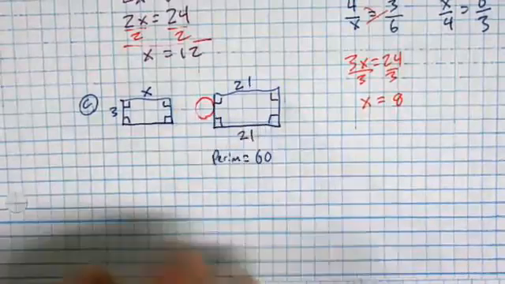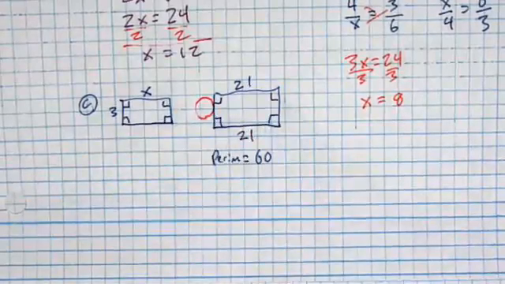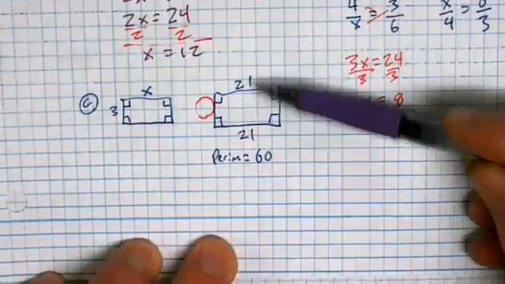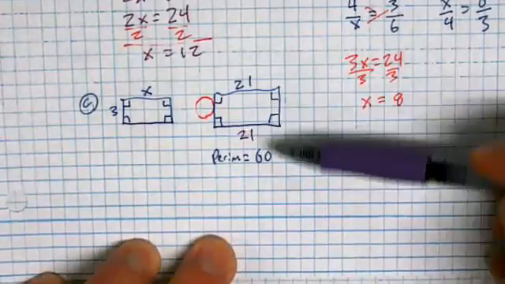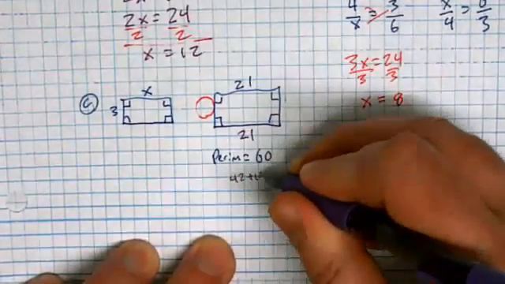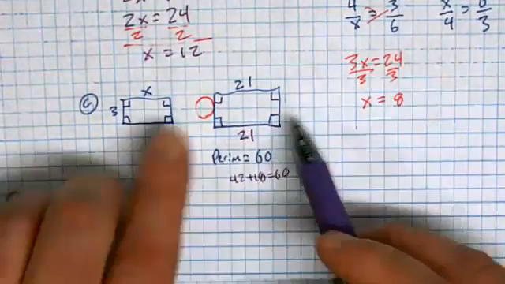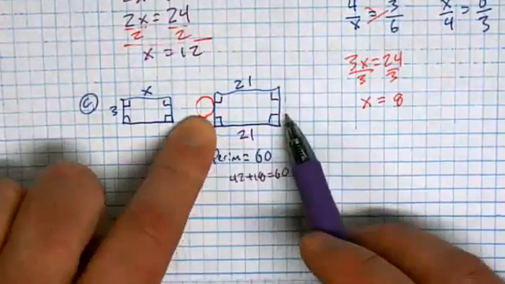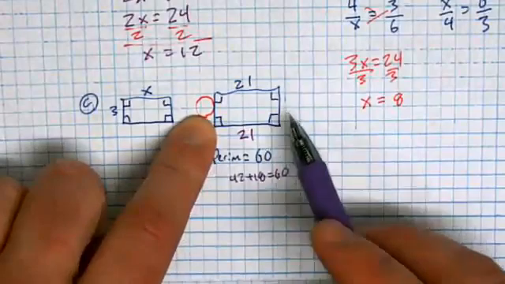I got 21 and 21. That means I'm using up 42 out of 60. This is 42, right? How many more do I need to get up to 60? 42 plus 18 is 60, right? So that means these two sides must add up to 18, and they got to be the same. So 9 and 9.